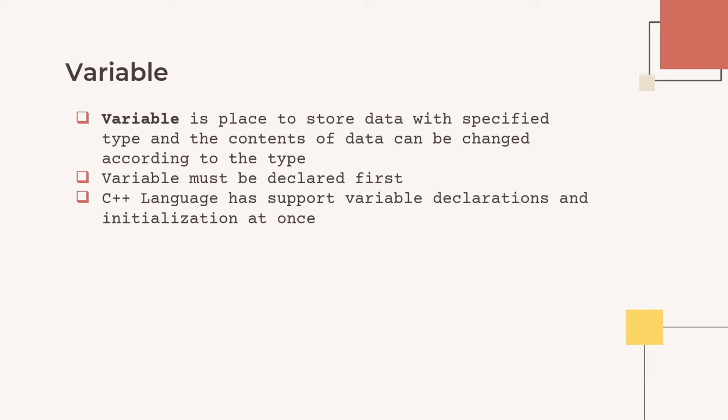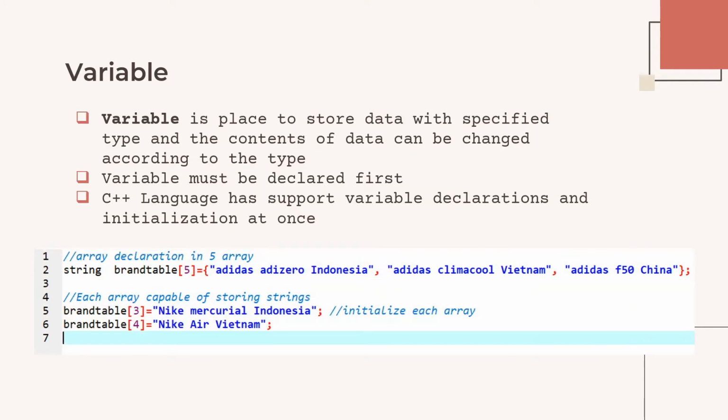The C++ language supports variable declaration and initialization at once. You can see the example in this image. Actually, the initialization is also called an assignment. That means the process of inserting a value into a variable using the equals sign operator. From this example, the assignment process is inserting the data string or character set into each printable array from 0 until 4.